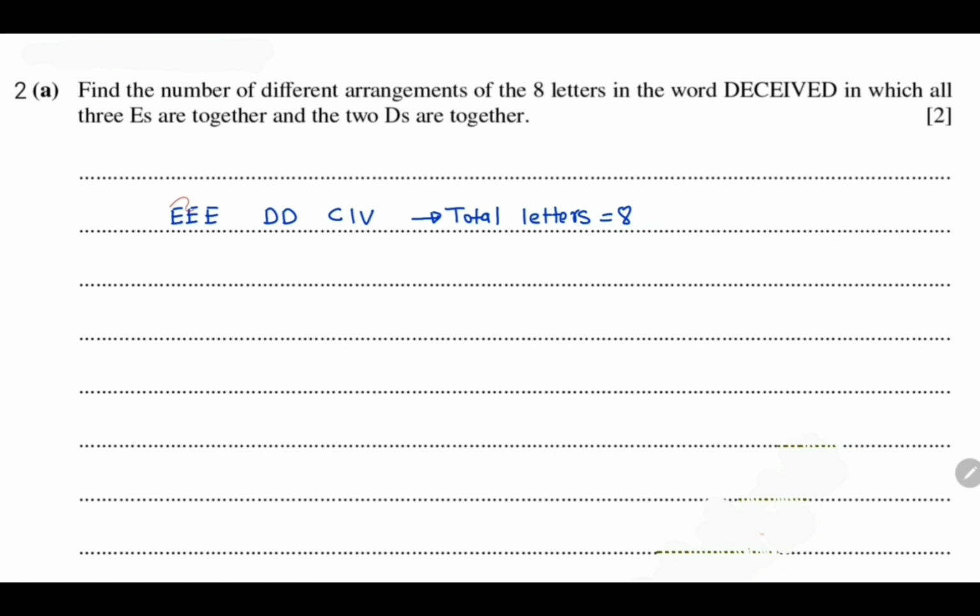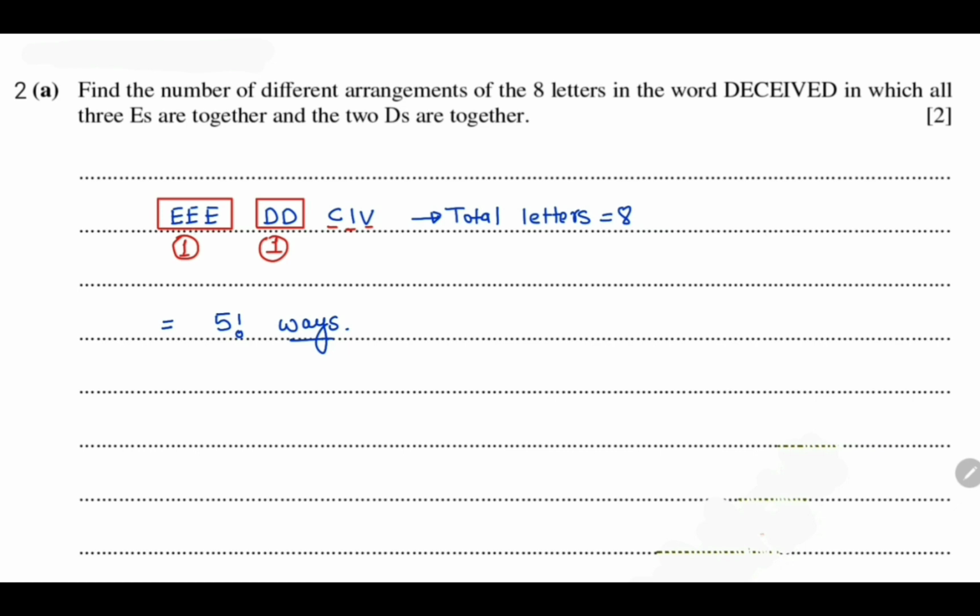Now if these 3 E's are together, I can take them as one entity or one object. So now the total number of entities I have is 1, 2, 3, 4, 5. So these 5 entities or 5 objects can arrange themselves in 5 factorial ways. This is my final answer.